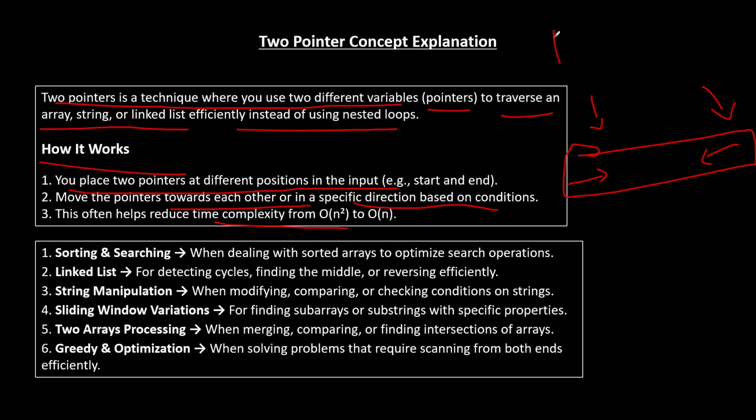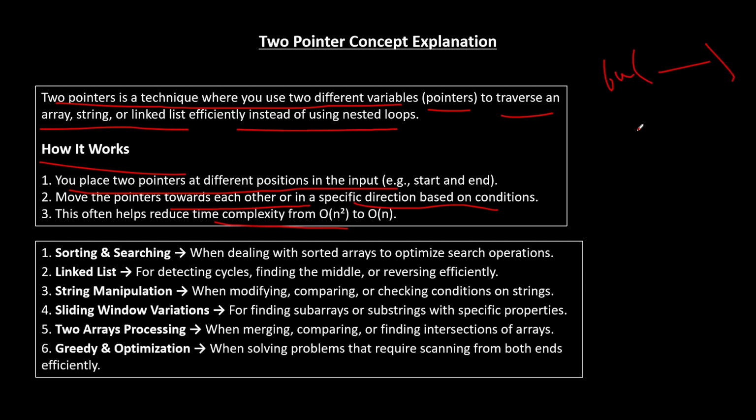Let me be more clear to you. There could be conditions where we are traversing in an O of n square scenario, right? A for loop is there and another for loop is within it. But if we have to convert that n square approach to O of n, we could use two pointers in that case. If this is the array, we could place i here and we can start j from here, or from here, or from here also.